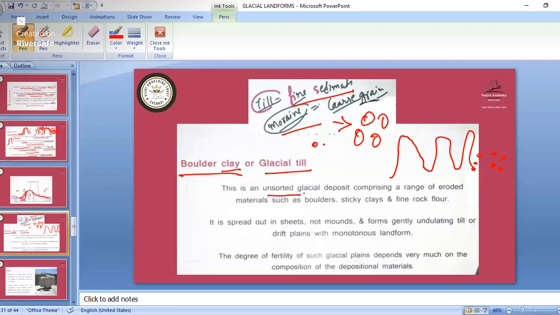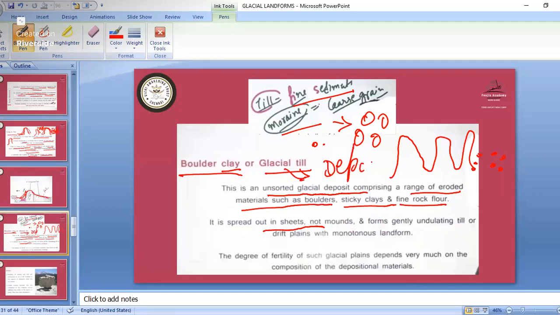Or also called boulder clay. This is an unsorted glacial deposit comprising a range of eroded materials such as boulders, sticky clay, and fine rock flour. It is spread out in sheets, not mounds. It means glacial till is a depositional landform. It forms gently undulating till or drift plains with monotonous landforms.